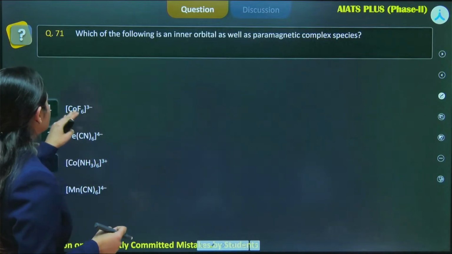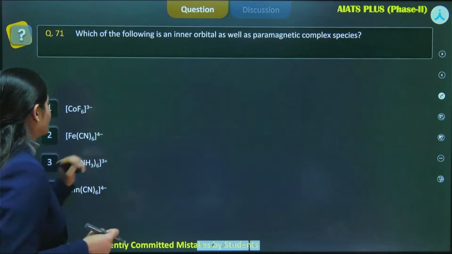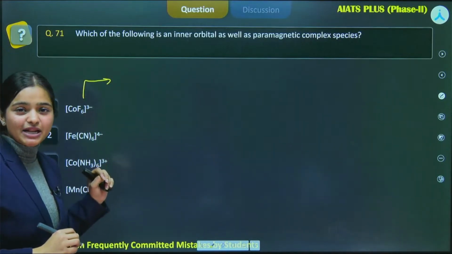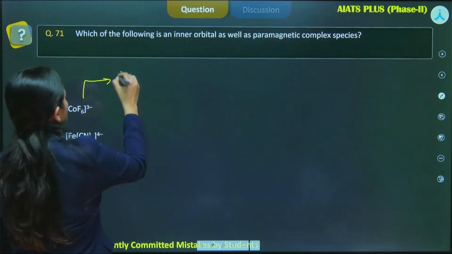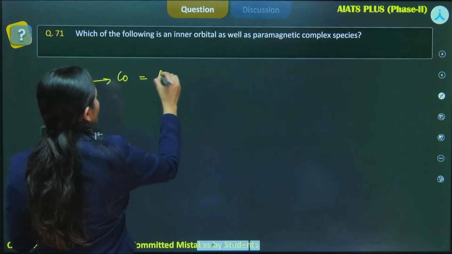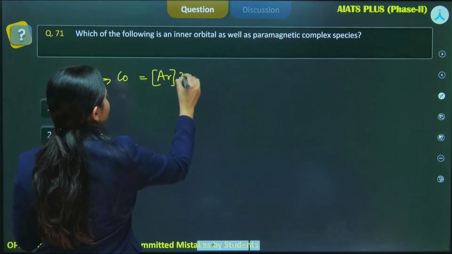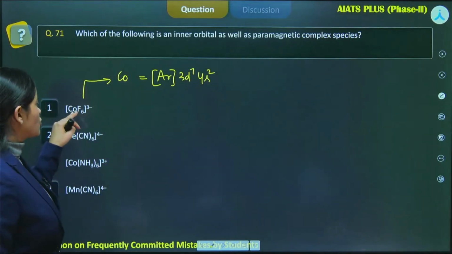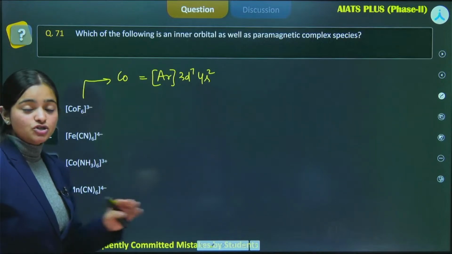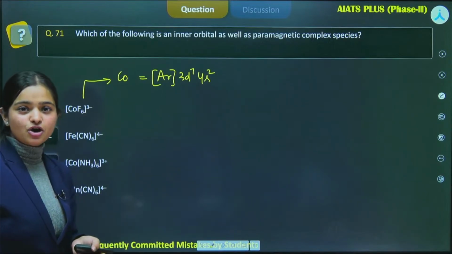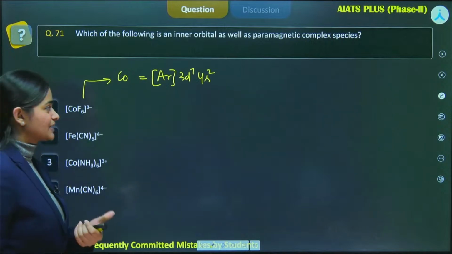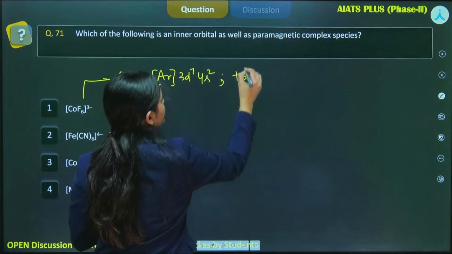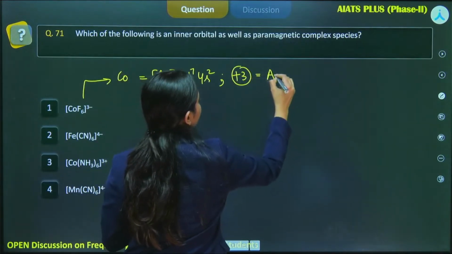So first is CoF6 3- ion. If we see this, then what is the electronic configuration of cobalt? Cobalt is argon 3d7 4s2. And here cobalt is in +3 oxidation state. So now what becomes the electronic configuration of cobalt? 3d6 4s0, right? In +3 oxidation state, it becomes argon 3d6 4s0.